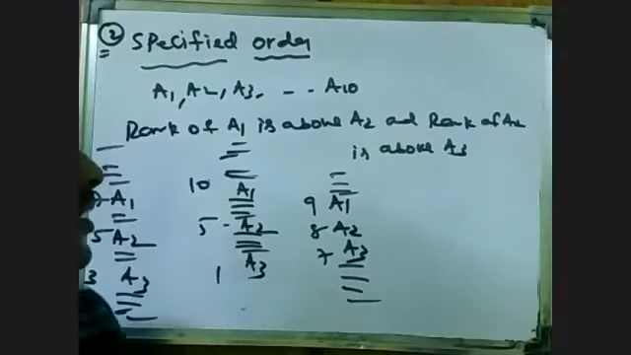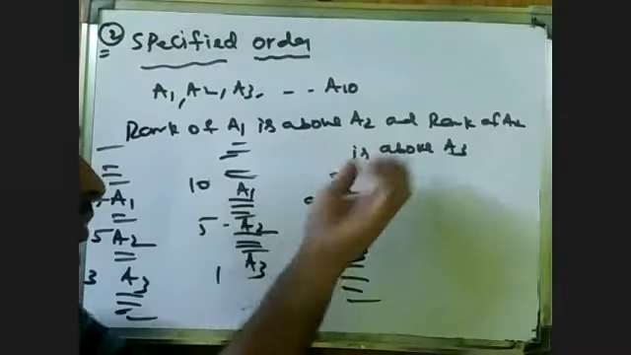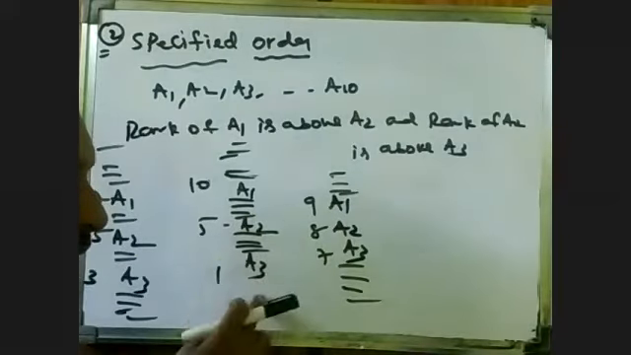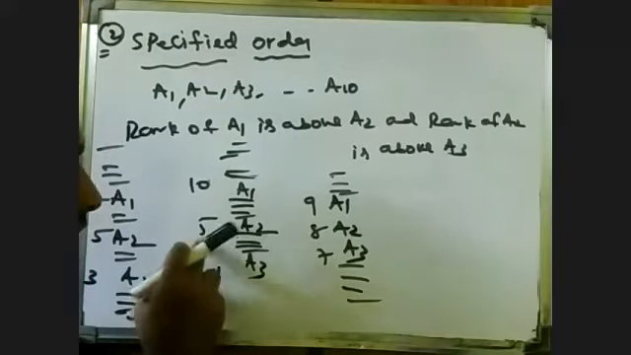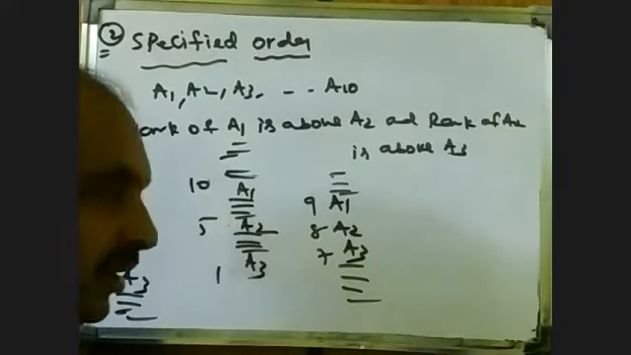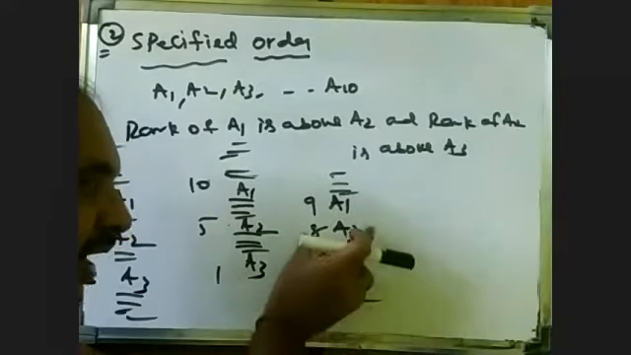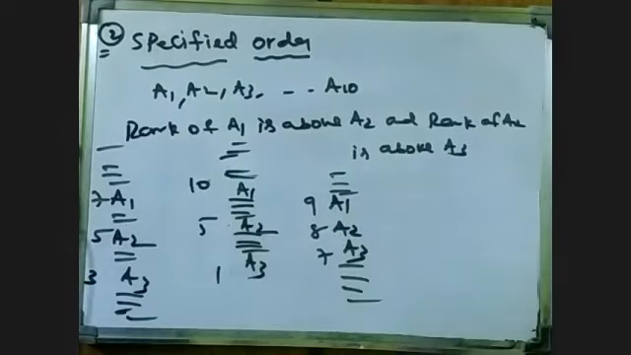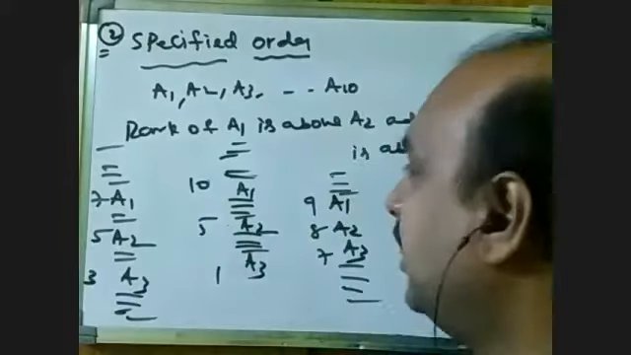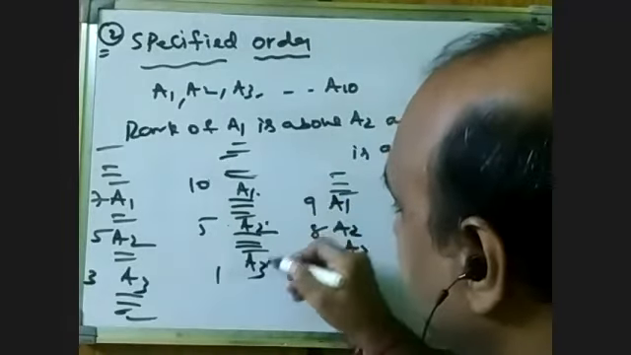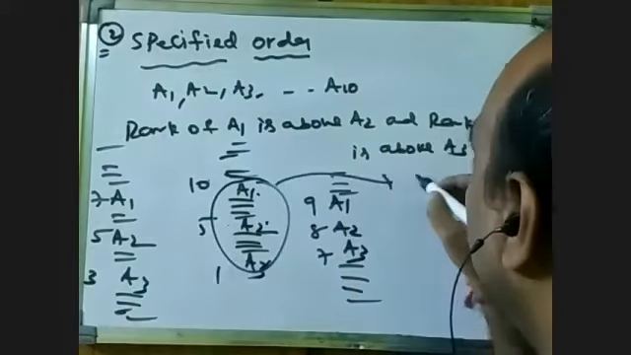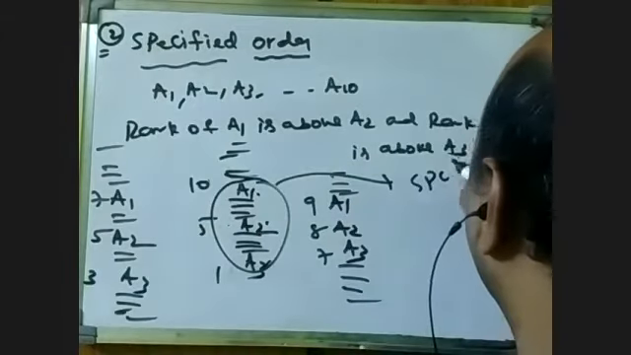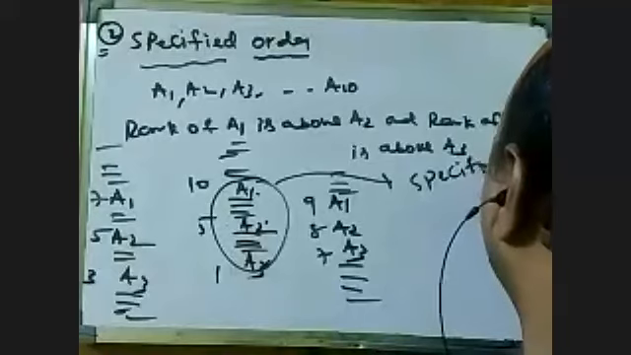Try to understand the meaning. The rank of A1 is always above A2, and the rank of A2 is always above A3. If you give first rank to A3, the 5th rank goes to A2, and the 10th rank goes to A1. It may be consecutive also: 7th rank is A3, 8th rank is A2, and 9th rank is A1. They may be successive also. Then A1, A2, A3 are said to be in specified order.